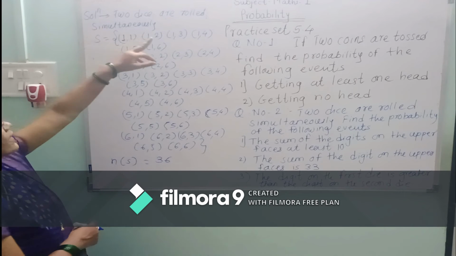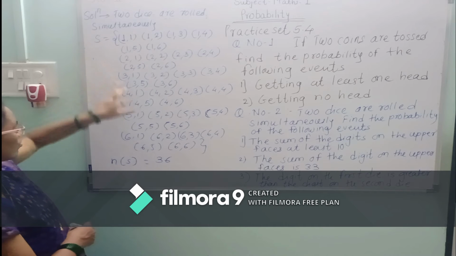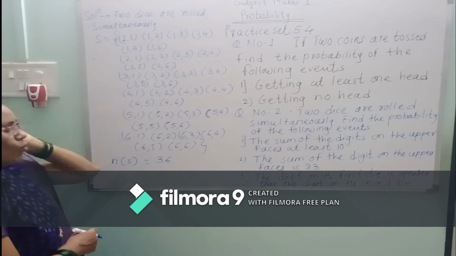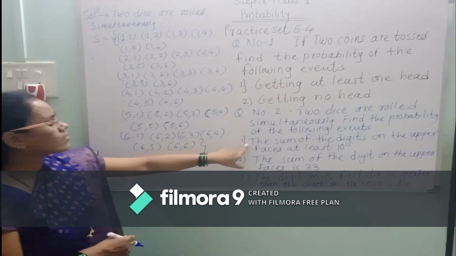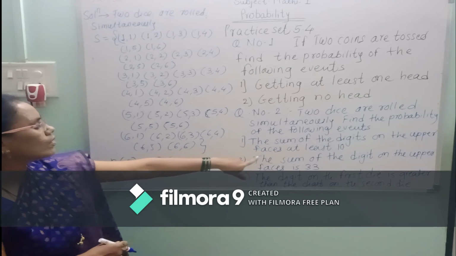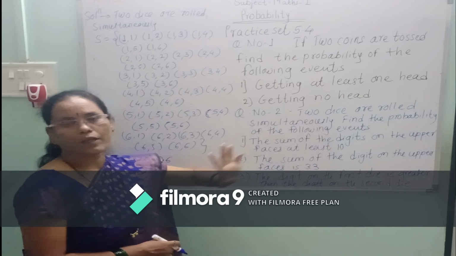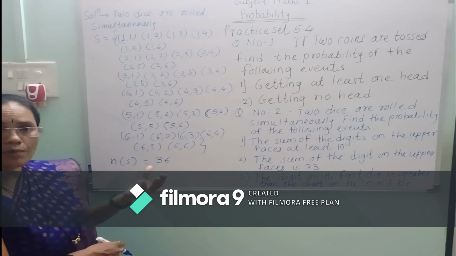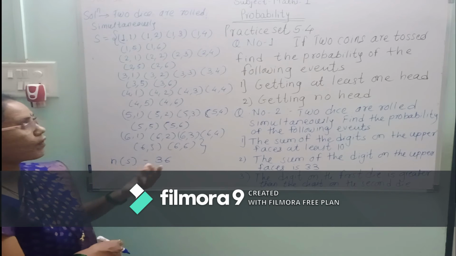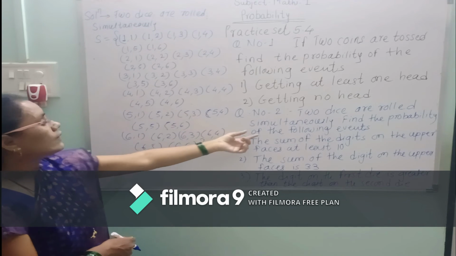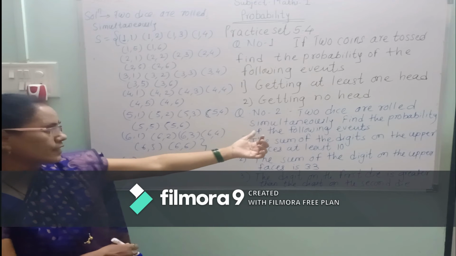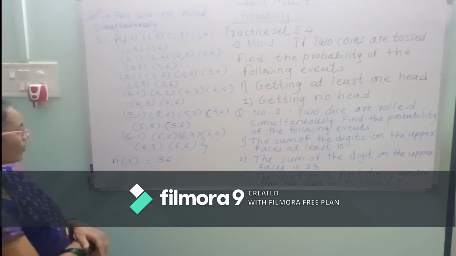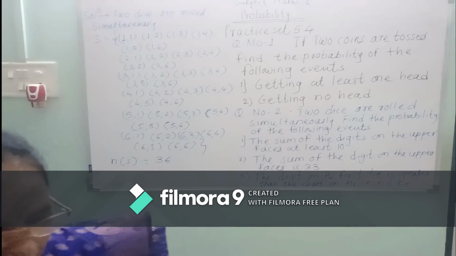So two dice are rolled simultaneously. The sample space S has 36 sample points, so n(S) = 36. The first event is that the sum of the digits on the upper faces is at least 10. Let us find the sample points for this event and write it as event A.